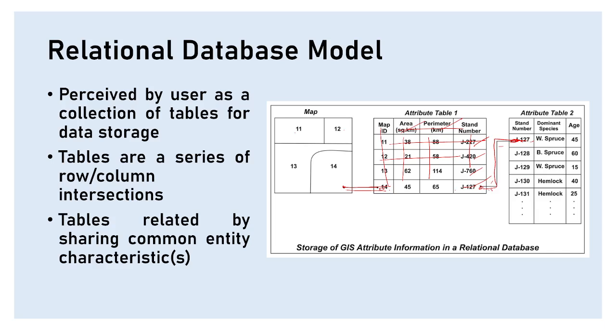Now, I can relate these two tables very easily if some common field can be identified. Here, the common field was J127, like you said. So that J127 can be found in attribute table 2.